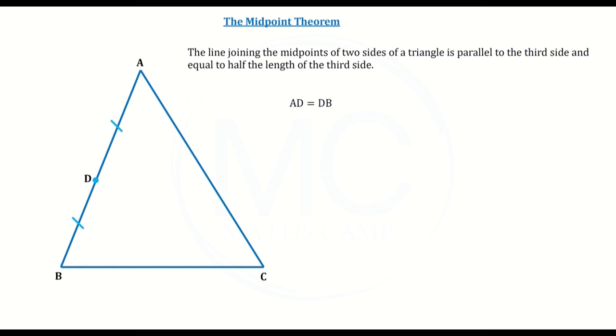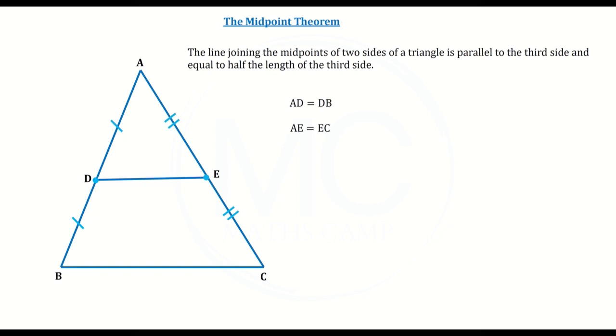Now let's plot another point halfway down AC. Let's call it E. E is the midpoint of side AC, so AE is equal to EC. We can put two small lines on AE and two small lines on EC to show that they are equal in length. Now we can draw a straight line from midpoint D to midpoint E.